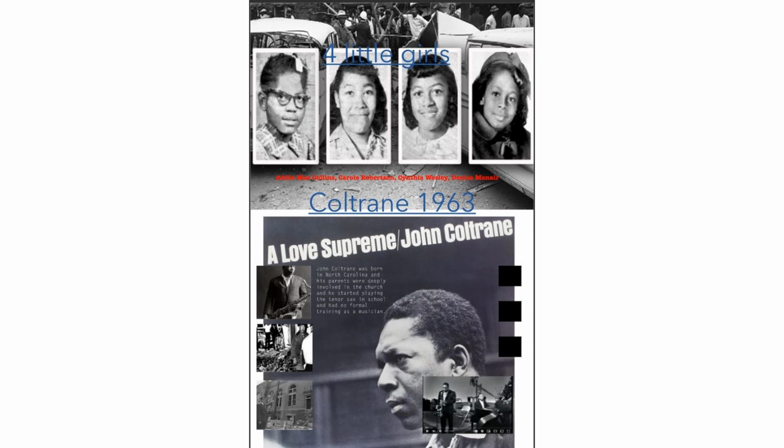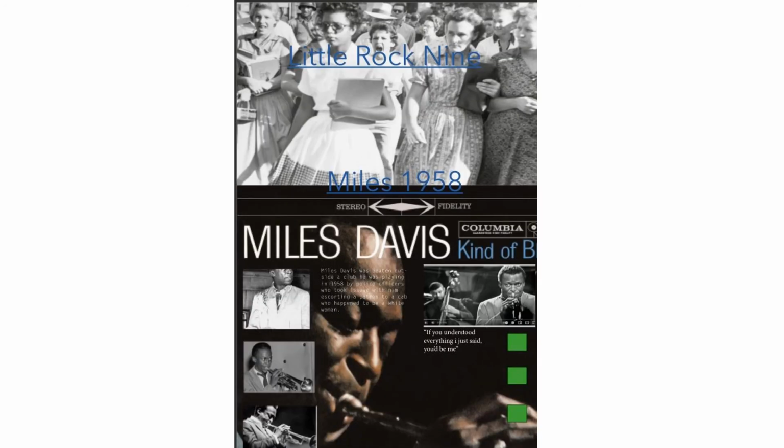My poster design dealt with the 1963 bombing of the Baptist Church in Birmingham, and that was a cause he was talking a lot about in his music. And of course, there's Miles Davis, Kind of Blue, the best-selling jazz album in the country. The picture above that is the Little Rock Nine. So that's how I compared social justice issues with what was going on with the musicians and the artists and what they were doing.